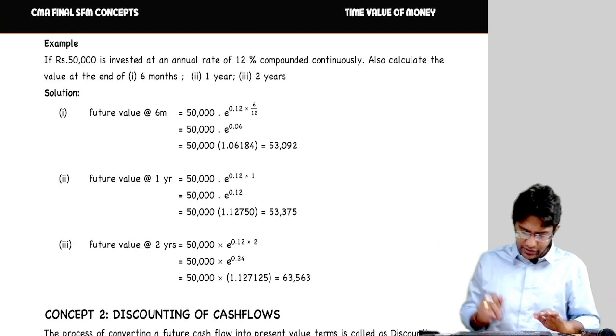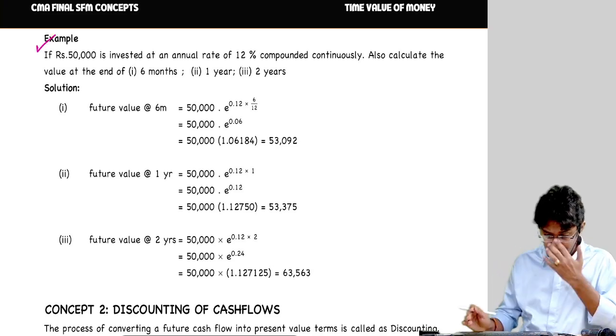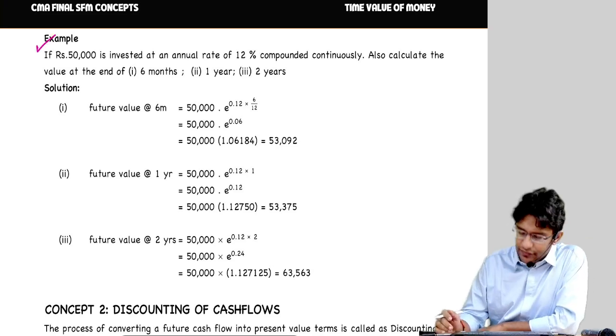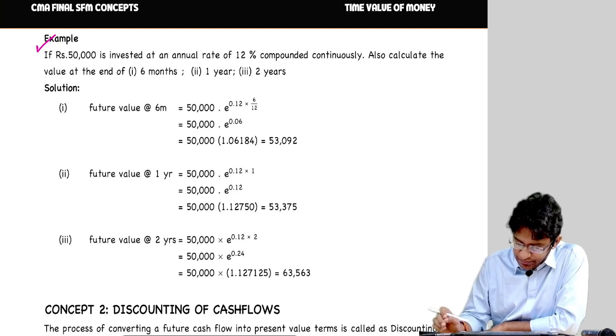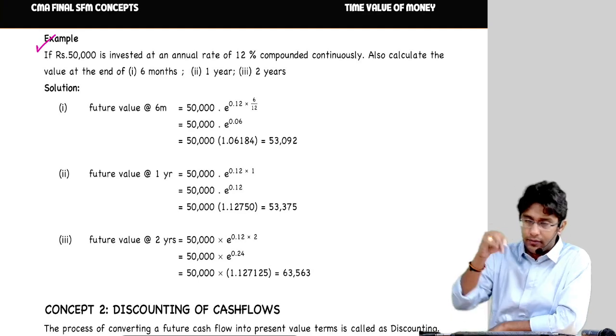So anyway, do this question example also, and then we will move on. If rupees 50,000 is invested at an annual rate of 12% compounded continuously, calculate the value at the end of 6 months, 1 year, 2 years. Do this all of you on your own. Don't see and solve, or don't do auditing. Work out.